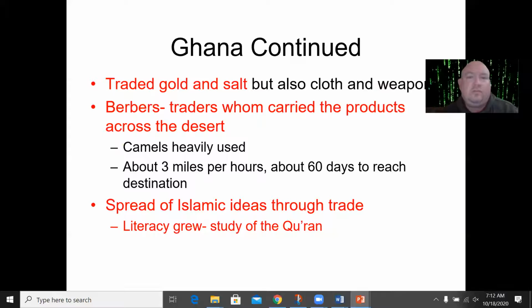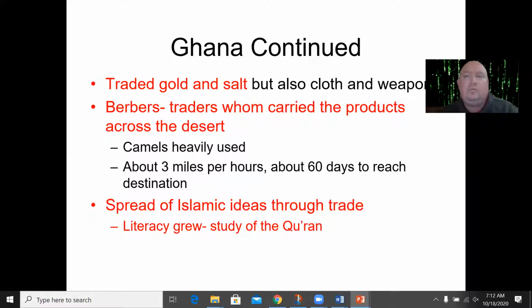They did also trade cloths and weapons. They were traders who carried the products across the desert. Camels are a heavily used resource. If you note that, about 3 miles per hour they walk. It could take 2 months to get someplace.